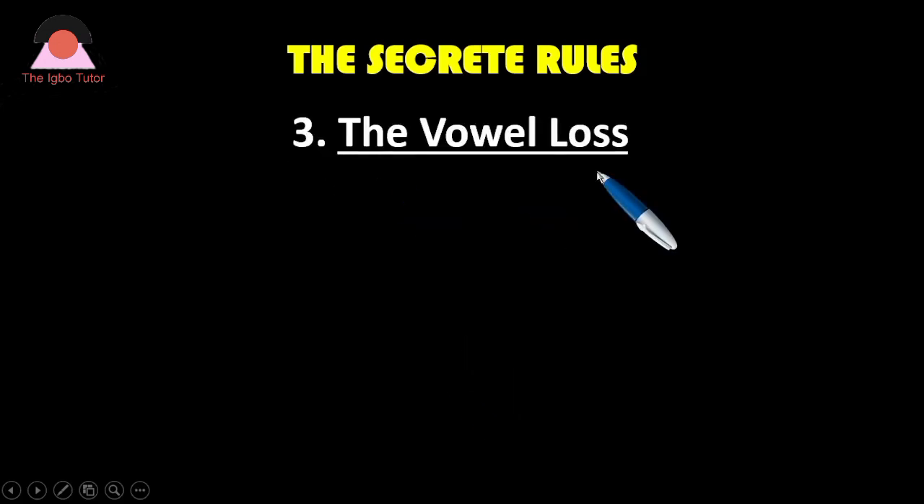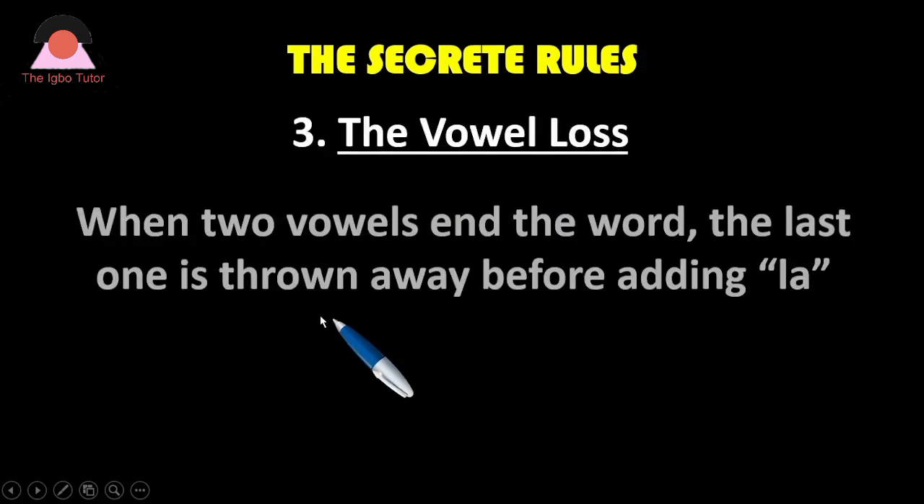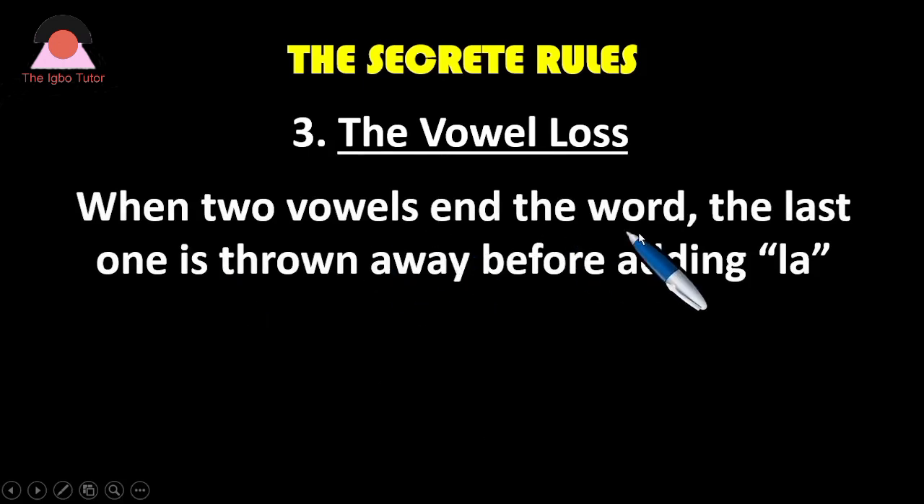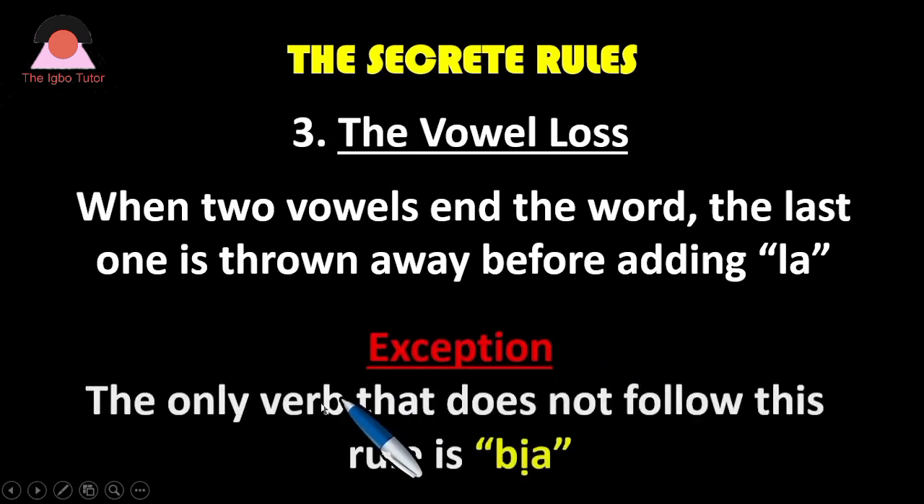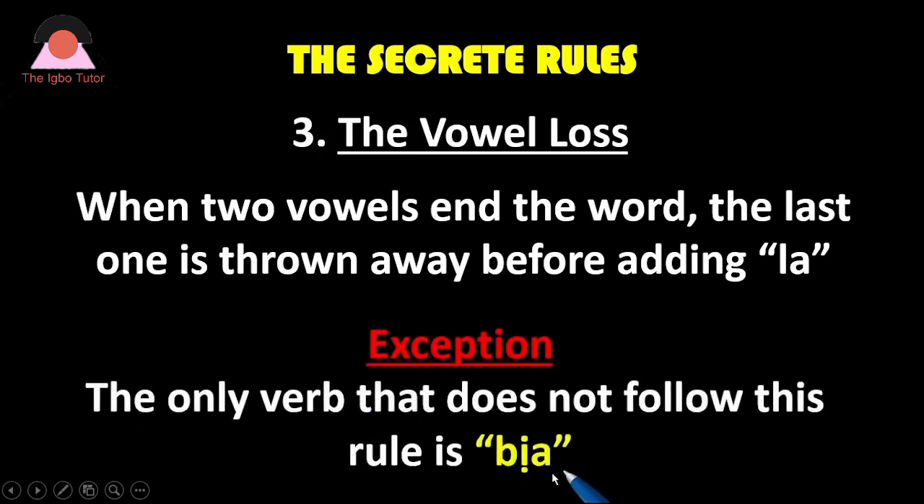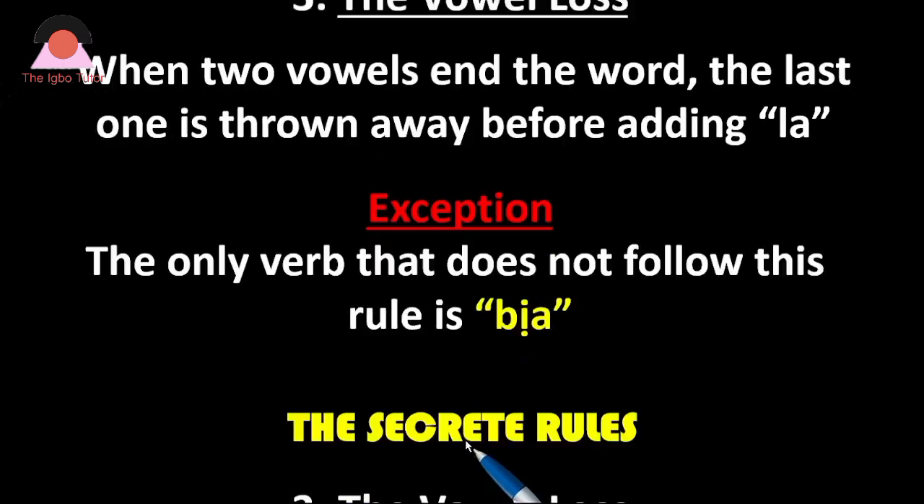Rule 3 is the vowel loss. What is this rule saying? When 2 vowels end the word, the parent word this time around, the last of the 2 vowels is thrown away before adding the LA. The 2 vowels existing at the end of the word, one of them will go, and the one that will go is the last vowel among the 2. The exception here is only in bia. This is the only verb that doesn't obey this rule. In writing abiala, like we saw in the previous example, the I and A, two vowels, were retained. A is supposed to go, but bia does not obey this rule.